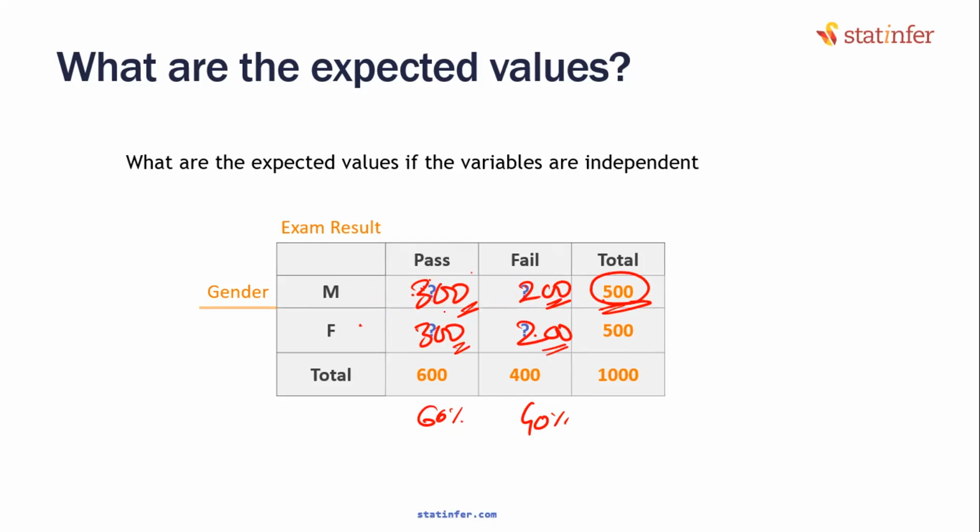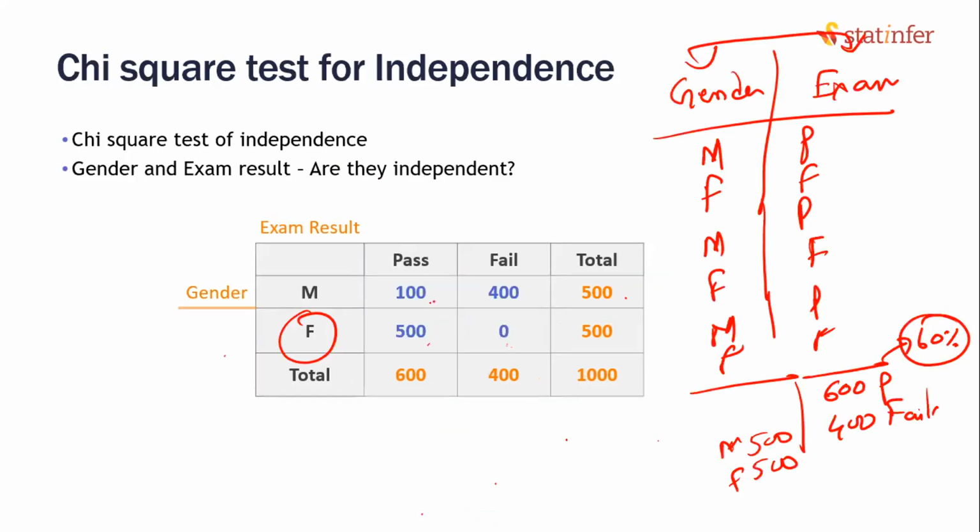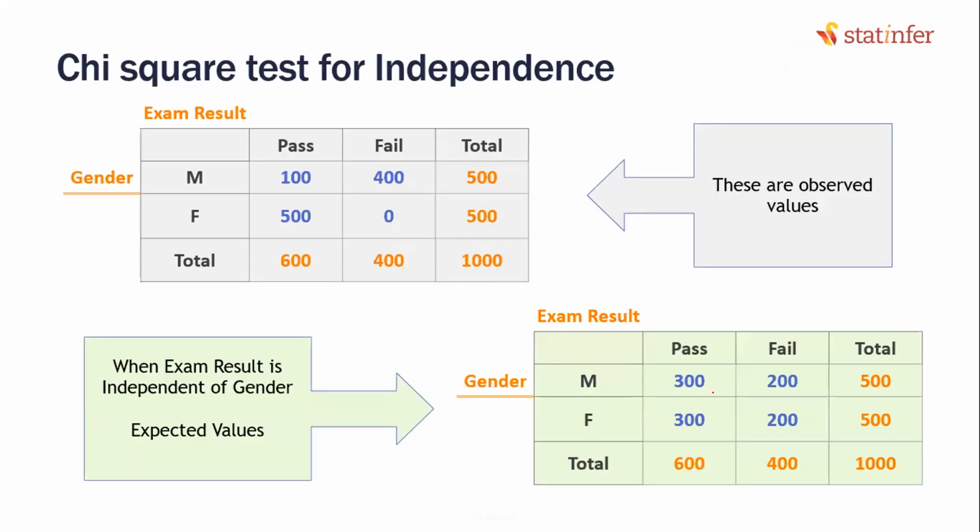Yes or no? But here in male, what is the pass percentage? 20%. Fail percentage is 80%. In female, pass percentage is how much? 100%. How many are failing? 0%. Now tell me honestly, 20% pass versus 100% pass. Is there a difference? Do you think there is some impact of being male or female on passing or failing here, isn't it? So the expected is this one. When exam result is independent of gender, this is what you expect.